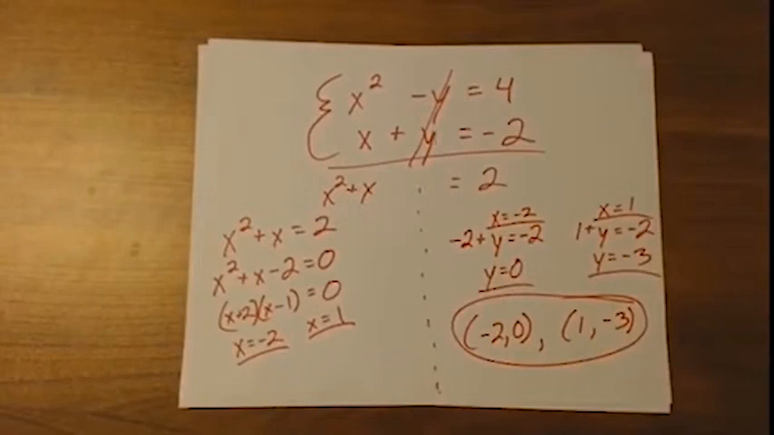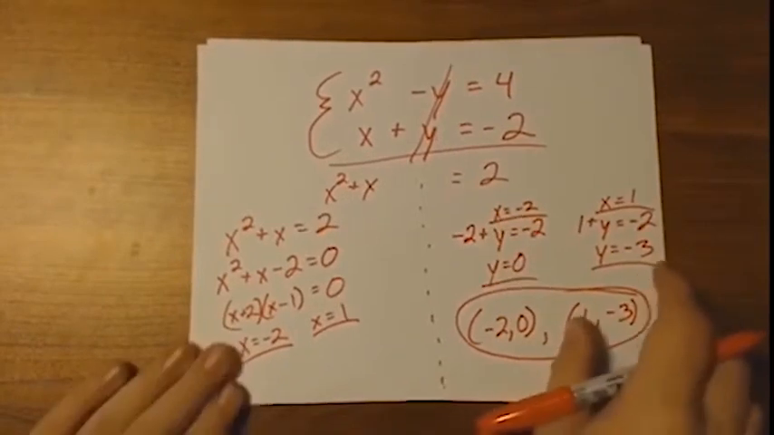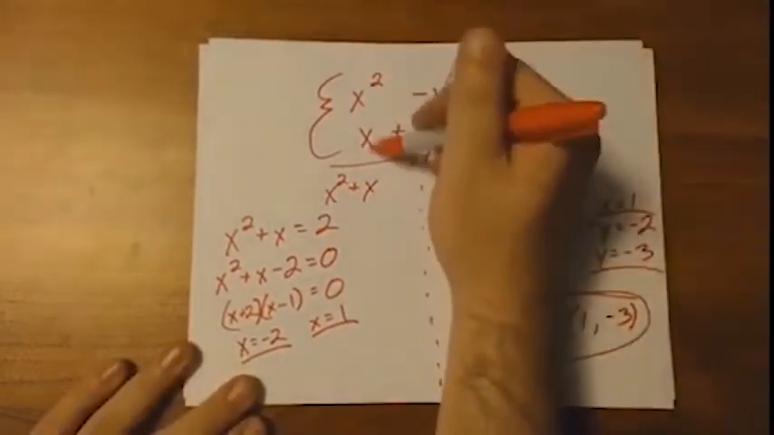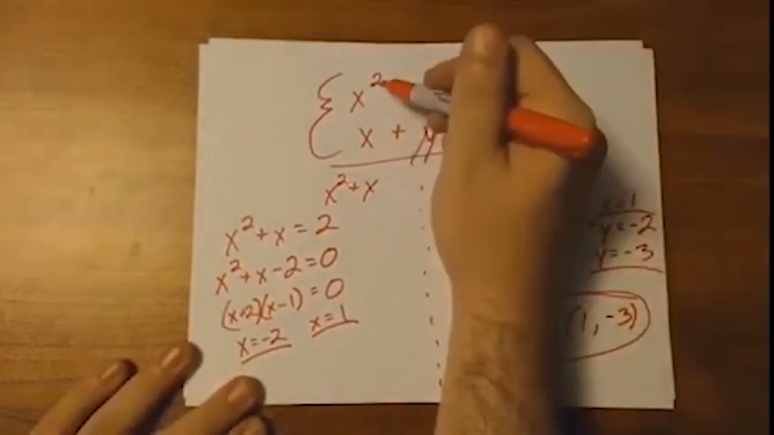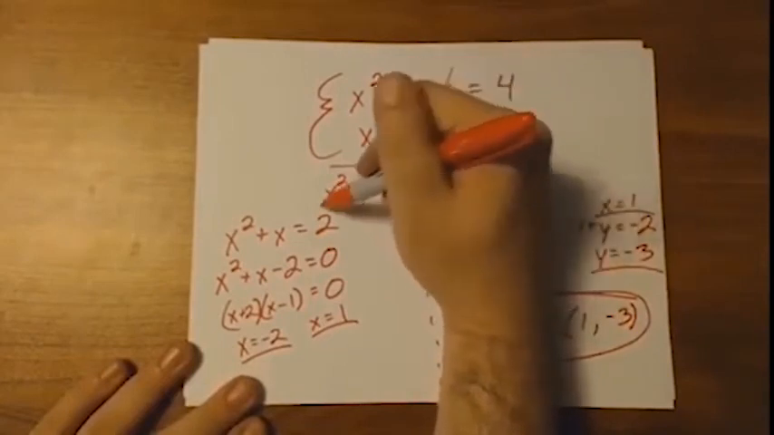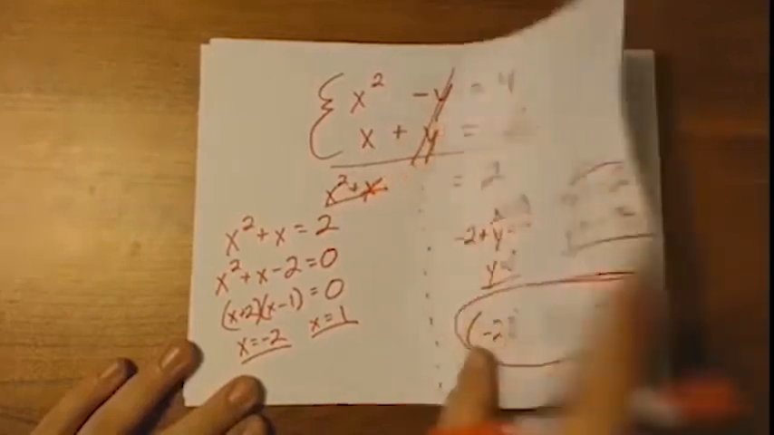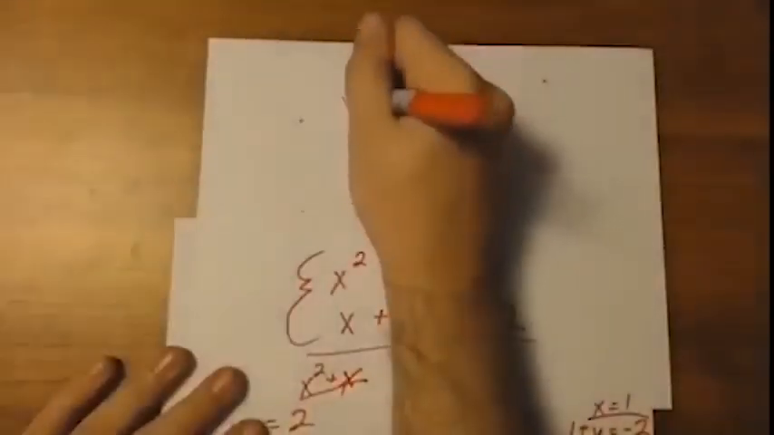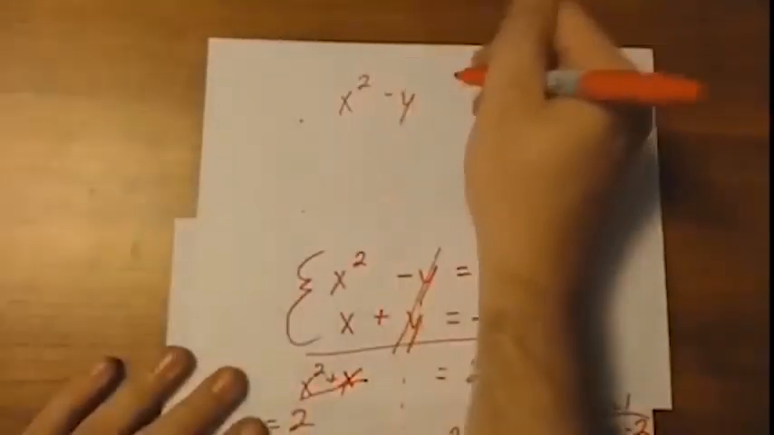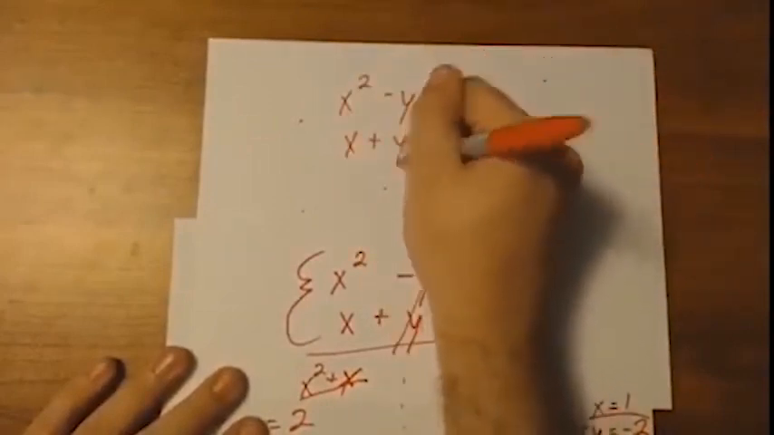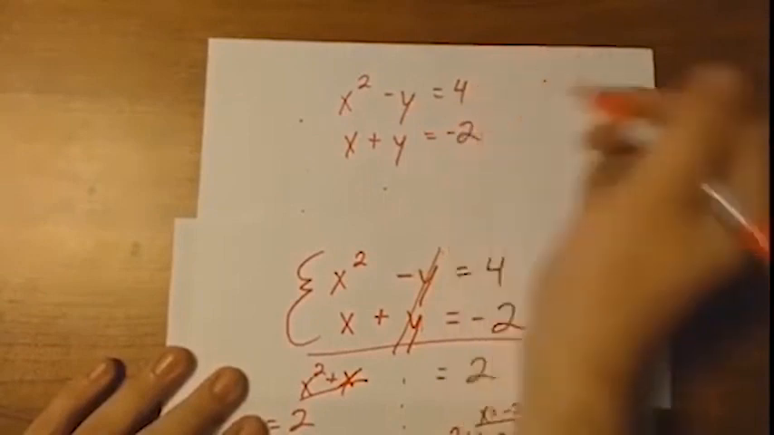So that was using elimination. Again, just remember, this is not going to be 2x. X squared plus x, there's nothing you can do to that. It's just x squared plus x. Okay, now let's do it again the way they asked us to. We'll see we get the same answer.